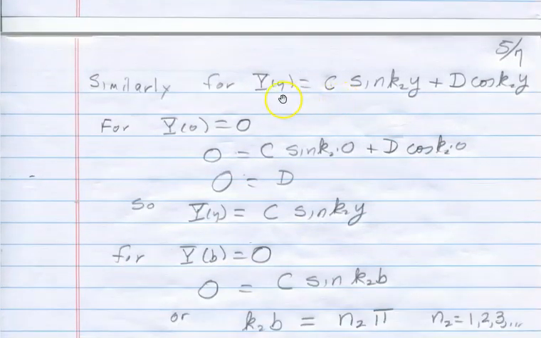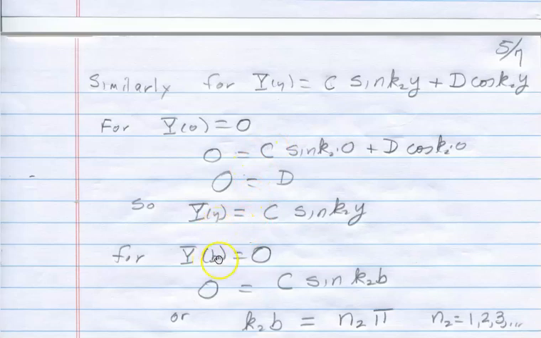Well, you do a similar thing for y. Y is equal to C sine k2 y plus D cosine k2 y. We apply the boundary condition along the bottom. Y has to vanish. Along the bottom, y is 0. So sine of 0 is always 0, so this term goes out. But the cosine of 0 is 1, and so that says that D has to be 0 to satisfy this boundary condition.